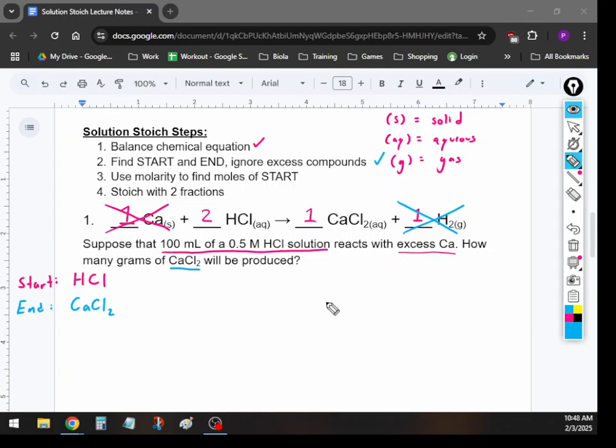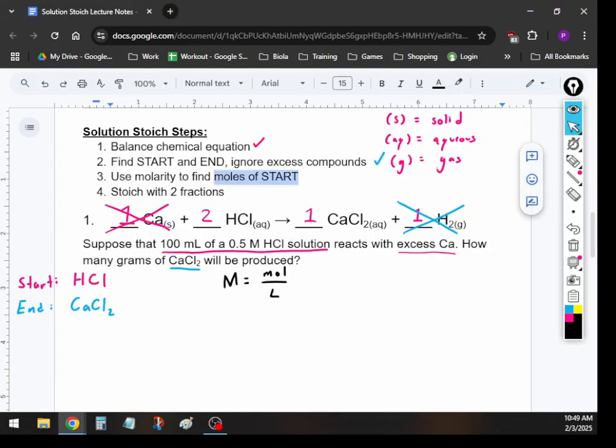Okay, now we can start the actual math component, and the first step is pretty much what we've been doing this unit. Okay, step 3, you want to use molarity to find the moles of your starting chemical. So we're going to write down the molarity formula. So molarity is moles over liters. And I'm going to give you guys about a minute or two. See if you guys can use the numbers in the problem and the molarity formula to calculate the moles of your starting chemical.